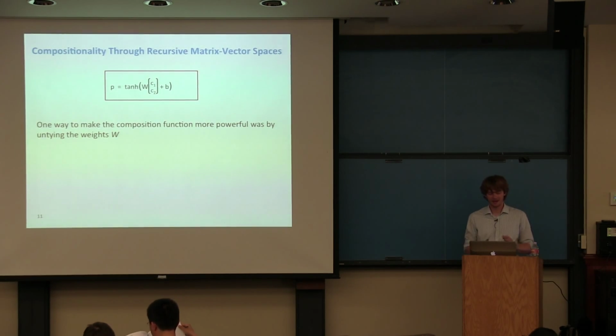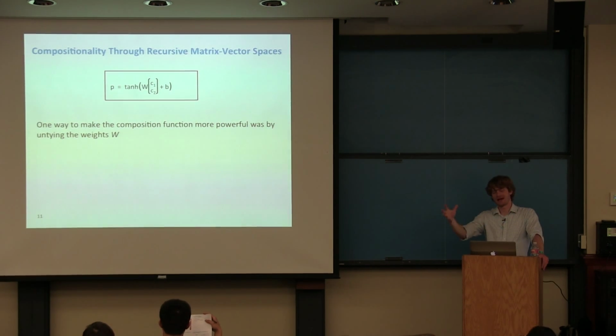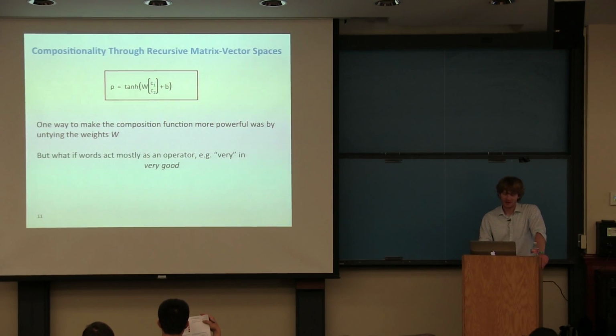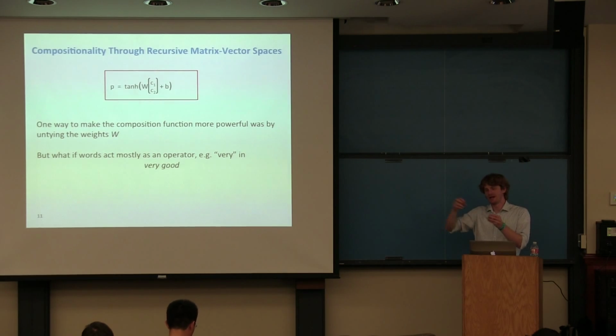And so one way to make the composition function more powerful was to untie the weights W. So we had a different W for adjective and noun compositions, and a different one for verbs and noun phrases, and so on. But what if one of the words acts mostly as an operator on the meaning of the other word? So for instance, we could see "very" as an operator that amplifies whatever adjective comes afterwards. If we say "very good," we may think of "good" as a vector in a certain direction, and if you say "very good," you elongate that vector.